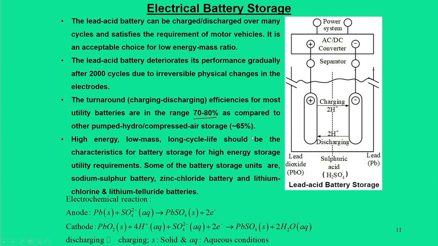So, here I have emphasized only one type of battery storage, that is lead acid battery, but there are possibilities that we can have for large scale utility applications. We can have sodium sulfur, zinc chloride battery, lithium chloride, lithium tellurofluoride batteries, all these things can be considered. High energy, low mass, long cycle life should be the characteristics of battery storage for high energy utility requirement.